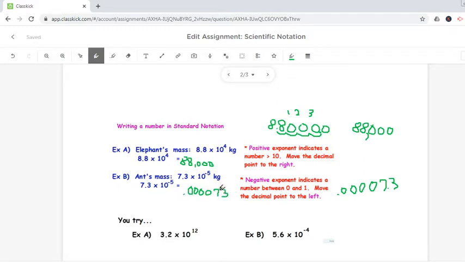Okay, so we move the decimal to the left because it's negative. So 1, 2, 3, 4, 5. And we can check it by going back again by 5. 1, 2, 3, 4, 5. And that's where it was originally. Okay.